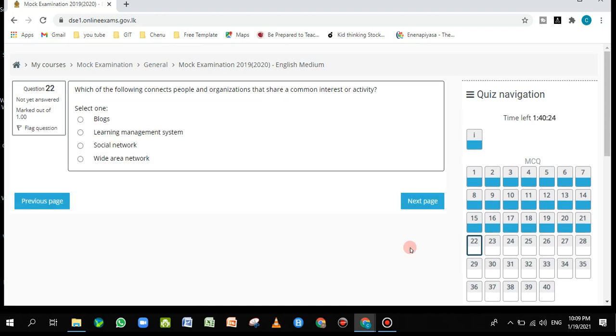So only the first one is correct. Which of the following connects people and organizations that share a common interest or activity? That is definitely social networking. Then we will go to the next one.